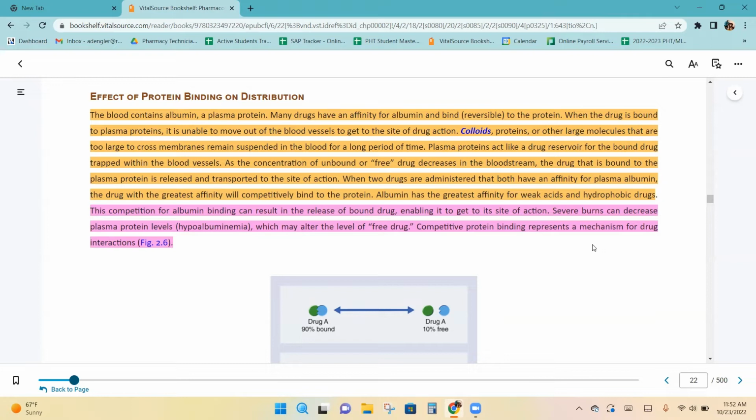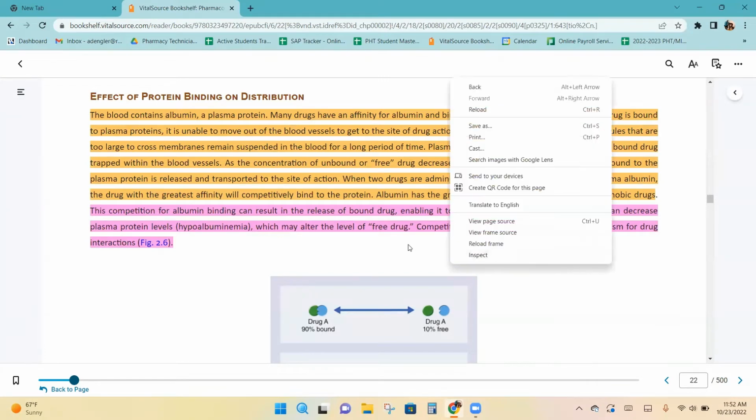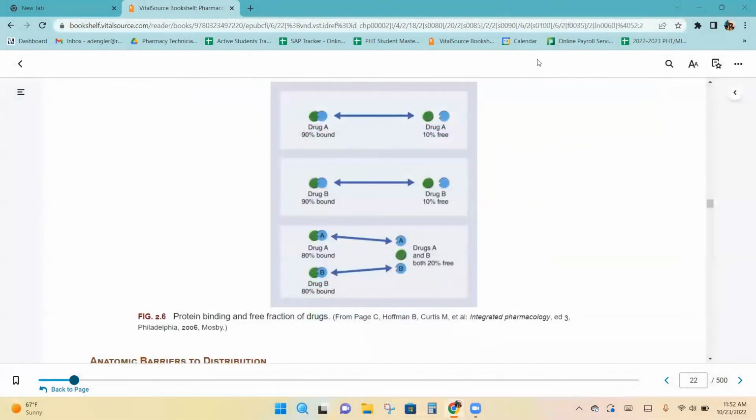Severe burns can decrease plasma protein levels, which may alter the level of free drug. Competitive protein binding represents a mechanism for drug interactions. Figure 2.6 shows protein binding and free fraction of drugs.